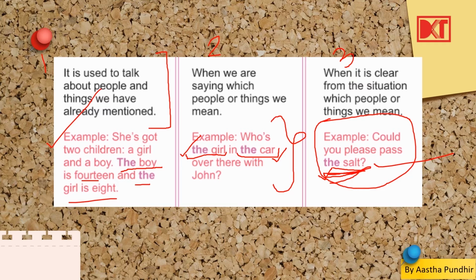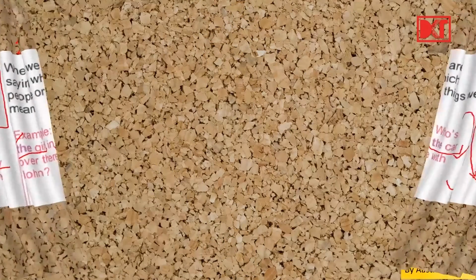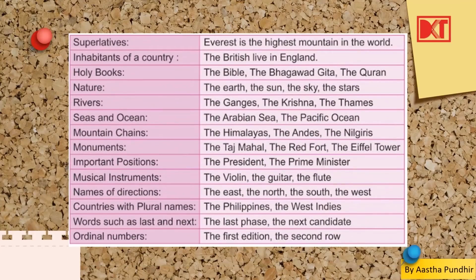Now next, okay, now when there are few more categories, कहाँ the use होता है. थोड़े एग्जाम्पल्स हैं आपको समझाने के लिए. जैसे यू सी सुपरलेटिव्स.